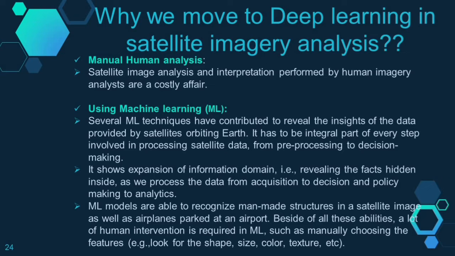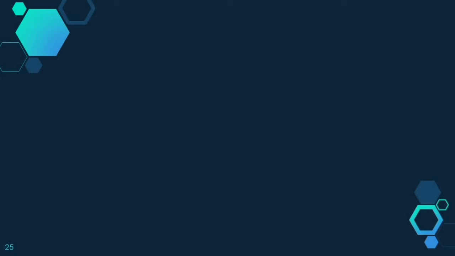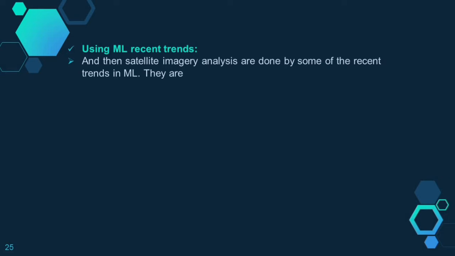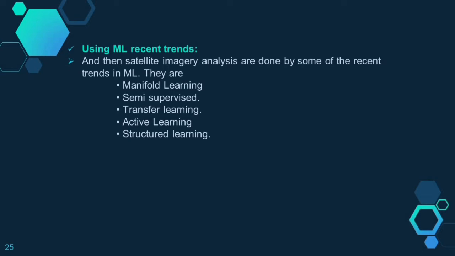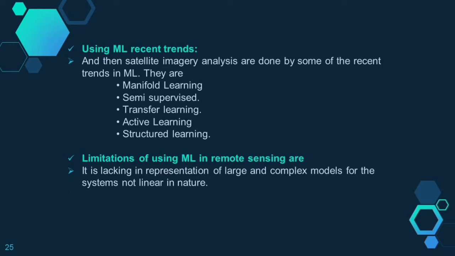ML models are able to recognize man-made structures in a satellite image as well as airplanes parked at an airport. Satellite imagery analysis is also done using some of the recent trends in ML. Some of them are manifold learning, semi-supervised learning, transfer learning, active learning, and structured learning. There are some limitations of using ML in remote sensing. Some of them are that it lacks the representation of large and complex models for systems that are not linear in nature, and it is unable to handle large volumes of data.